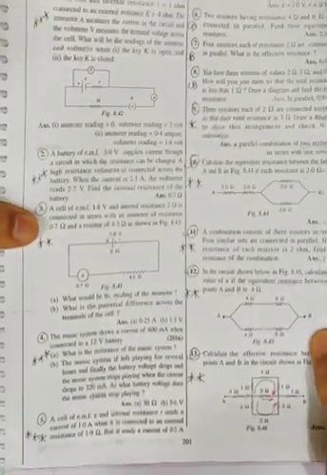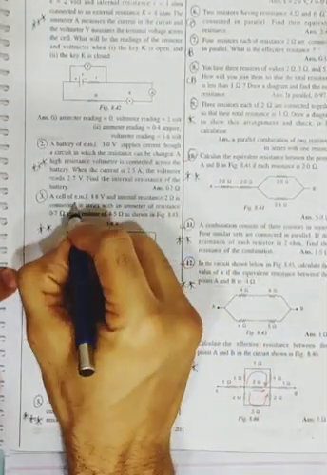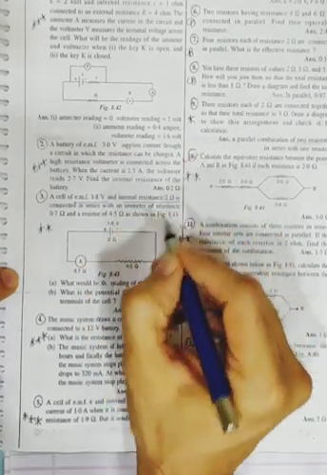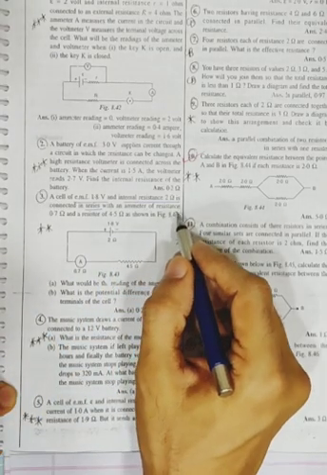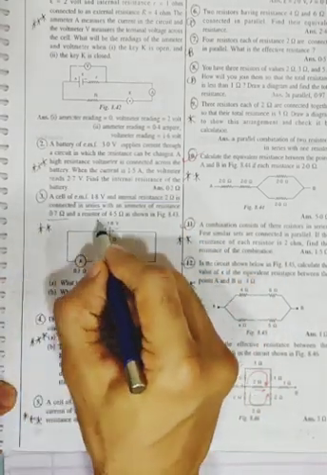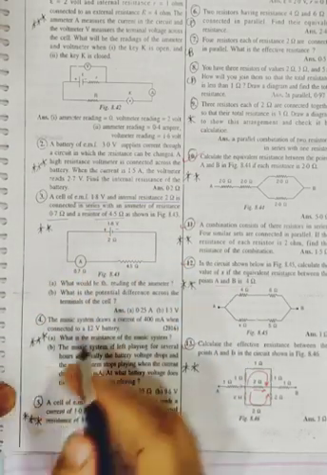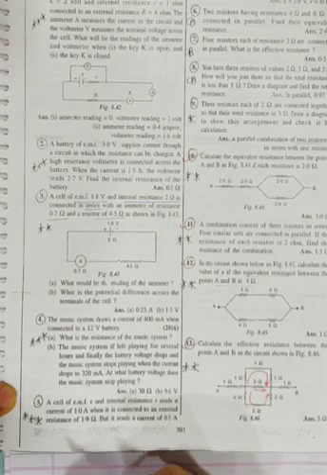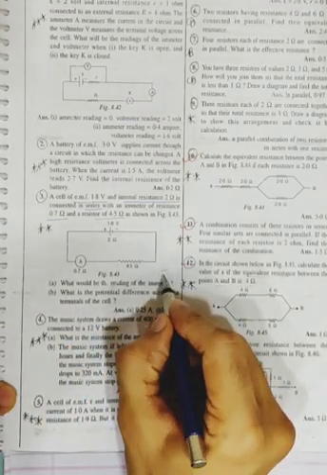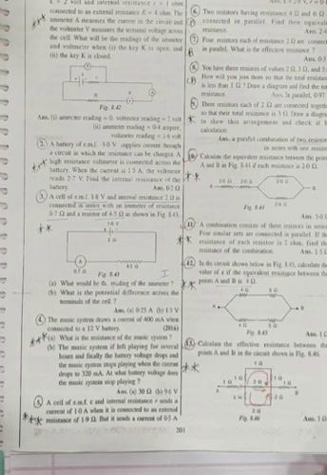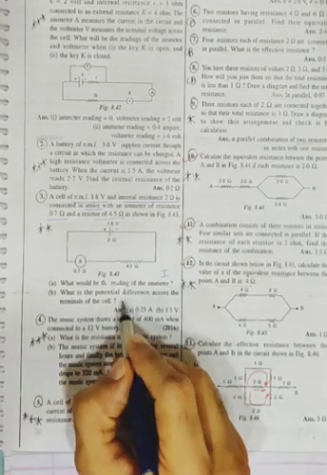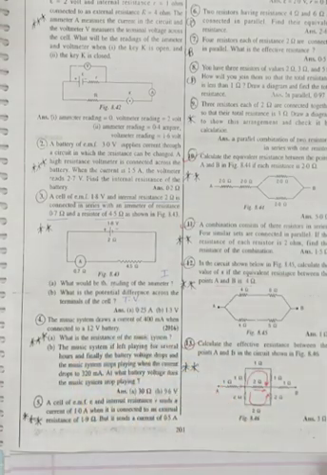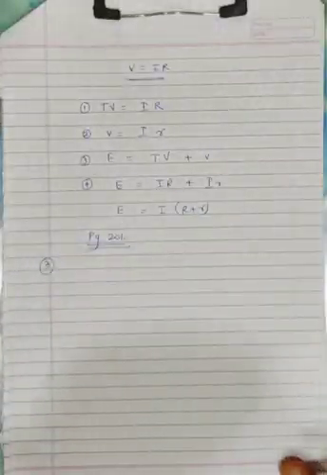In example number 3, a cell is of EMF 1.8 volt, internal resistance 2 ohm. It is connected in series with an ammeter of resistance 0.7 ohm and another resistance of 4.5 ohm. This is the circuit diagram given to us. What would be the reading of the ammeter? Means what you have to find out? I. Remember, reading of ammeter means I. What is the PD across the terminals of the cell? PD means potential difference, voltage. Across the terminals means terminal voltage.